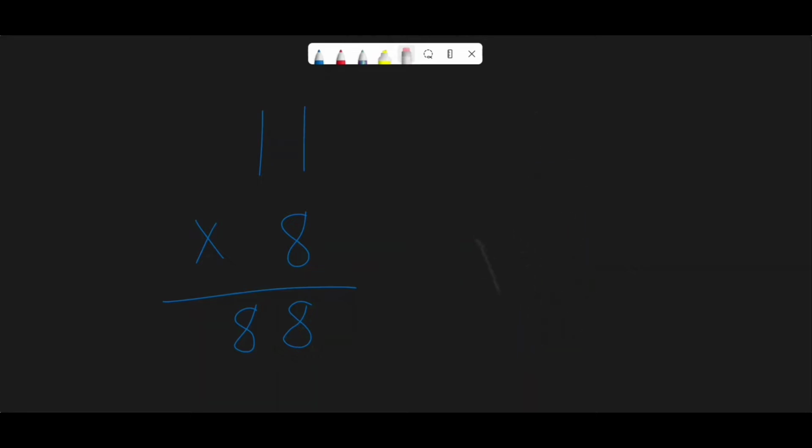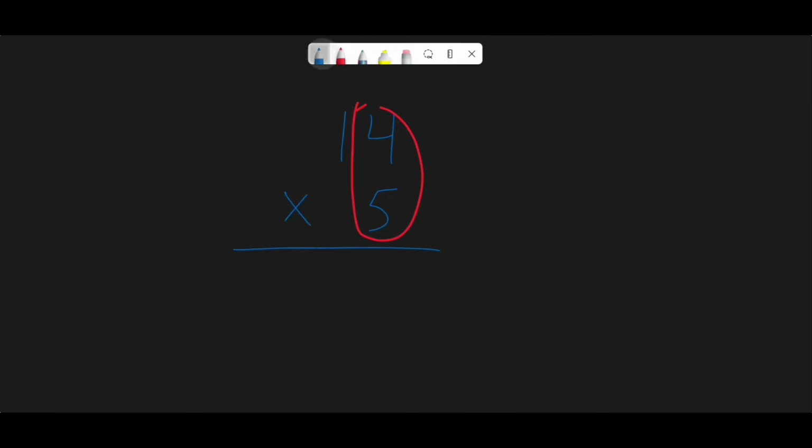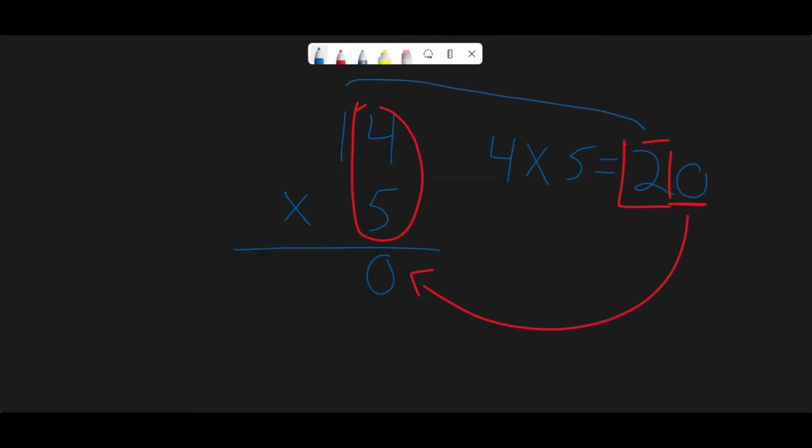Now we're going to move on to slightly more difficult problems. So we're going to go with 14 times 5. Again, we start with the first column. So we have 4 times 5, which equals 20. So we're going to take the 0, place it right there. Now we're going to take the 2, place it right there.